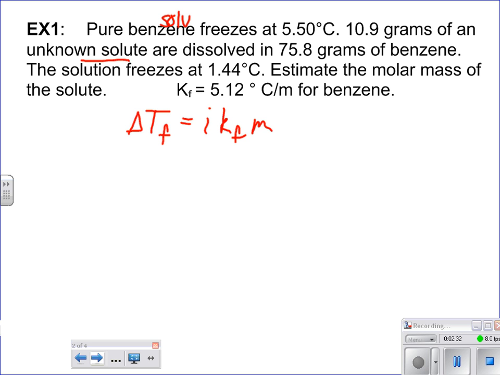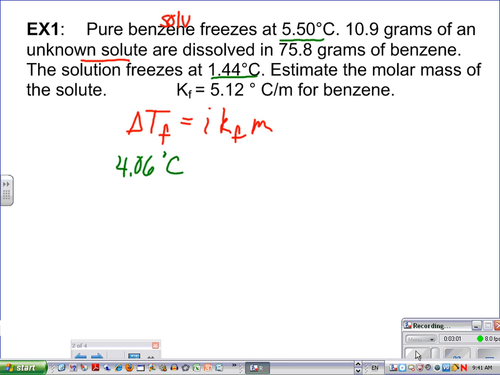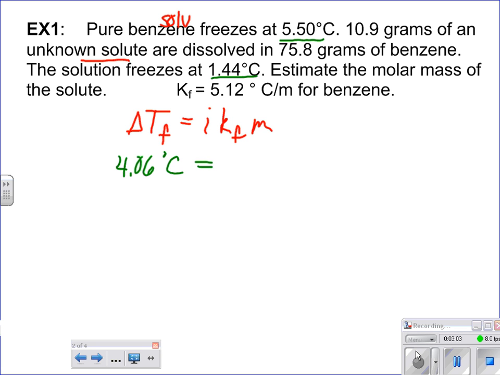So we know that benzene normally freezes at 5.5 degrees Celsius, but now, instead, it's going to freeze at 1.44 degrees Celsius. So we do a little bit of quick math, and you could write this down, or you could just calculate it. It doesn't matter. And remember, we're just worried about the positive change, so the absolute value of it. And we get 4.06 degrees Celsius.